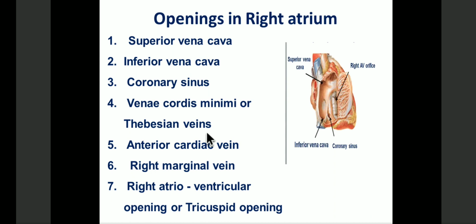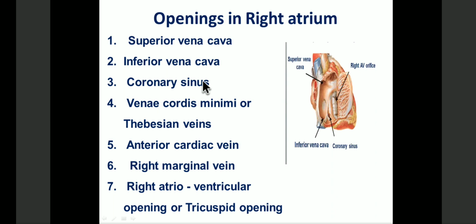Now the openings in the right atrium, again an enumerate question of the exam. The superior vena cava and the inferior vena cava definitely open into the right atrium. Then the venous drainage of the heart: it mostly drains into the coronary sinus present in the atrioventricular groove. That's why we call that the coronary sulcus also.